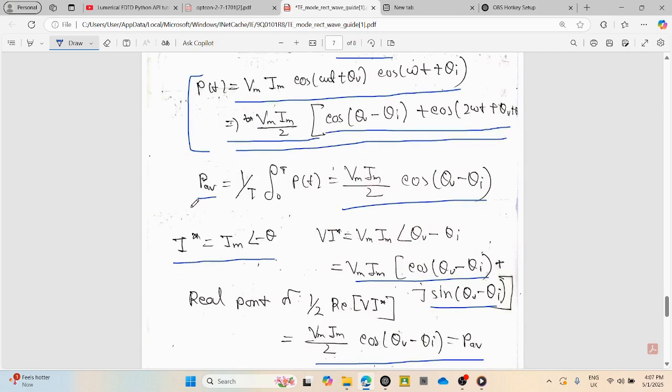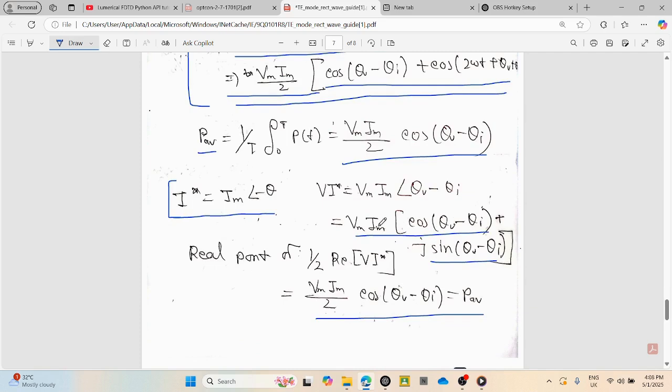For power flow analysis, we also need to take the conjugate of the current, which is denoted as Im angle minus theta I. We find the v i conjugate term, which is Vm Im angle theta V minus theta I, and in terms of sine and cosine, it can be written like this. And if we take the real part of this equation, which is half of the real part of v times i conjugate, we eventually end up with this equation.